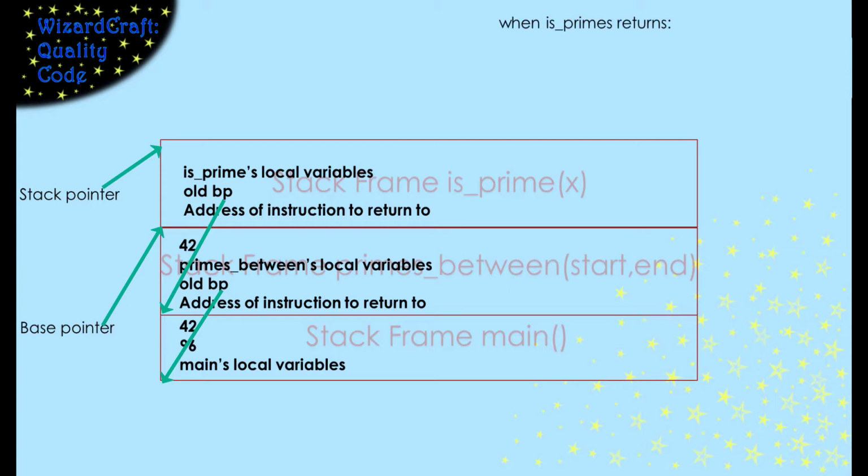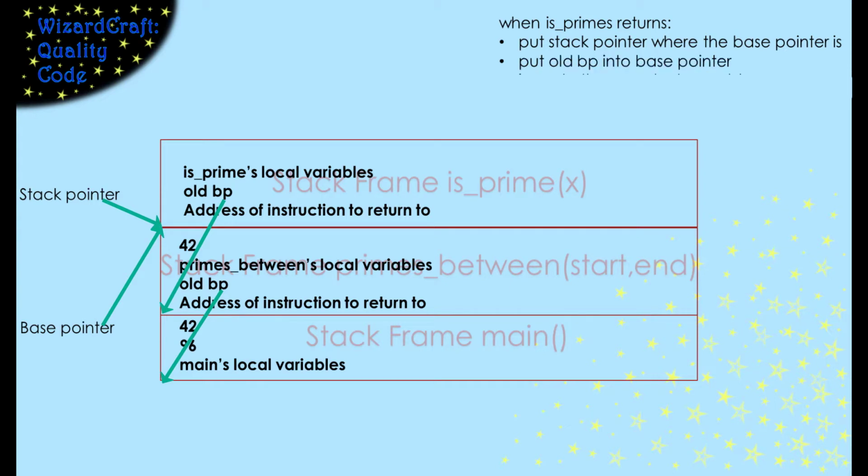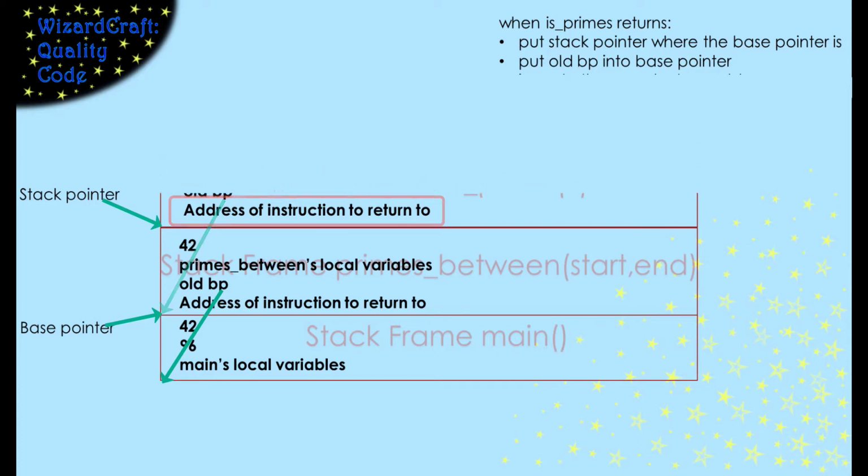Let's watch how that return happens. When isPrime returns, we copy the value of the base pointer into the stack pointer. Then we copy the saved base pointer into the base pointer, and then we jump to the instruction whose address we saved during the call. All of that has the effect of removing the top stack frame and making things look like they were before that function was called. Now let's watch this in VS Code to see it for real.